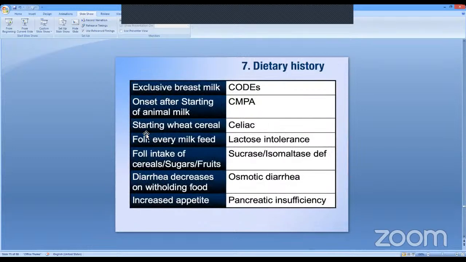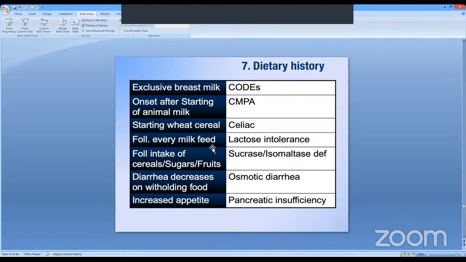So now, this is also a very, very good clue. Exclusive breastfeeding having severe persistent diarrhea in the newborn period: congenital diarrhea or enteropathy. Onset after starting animal milk, cow's milk protein allergy. Starting wheat cereal, celiac disease.